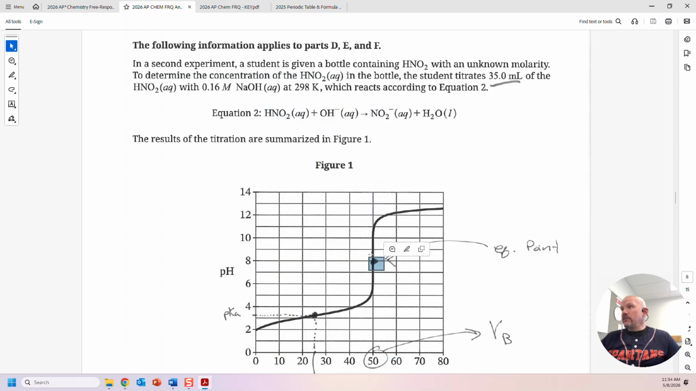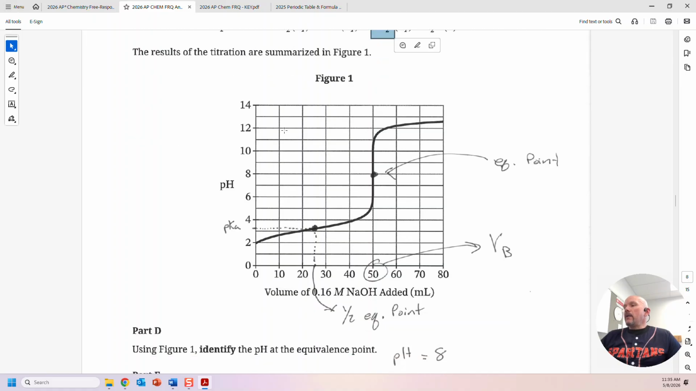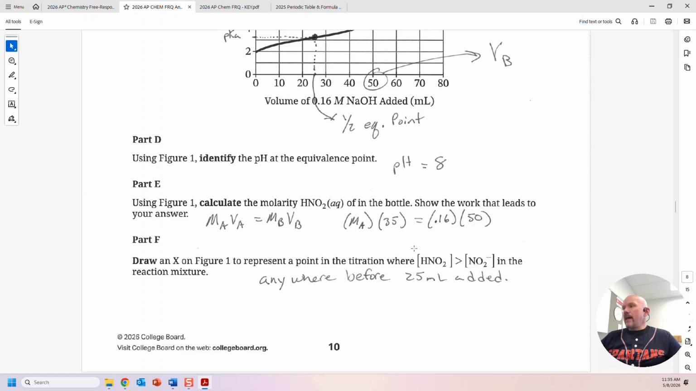And then at the equivalence point, you don't have any more of this. You don't have any more of that. They've all taken each other out. And what do you have? You have this weak base in solution only. And that's why the pH is above 7 at the equivalence point, because now you have a weak base in your flask, right? Okay.